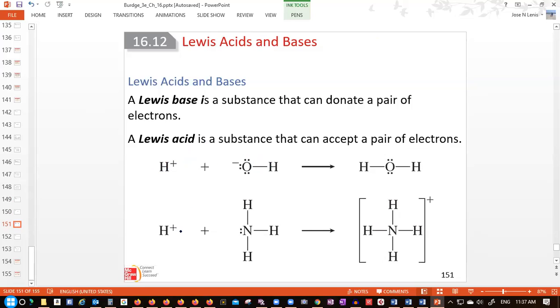Now let's see the second example. H plus plus ammonia. Which one is the acid? Which one is the Lewis acid? Which one is the Lewis base?